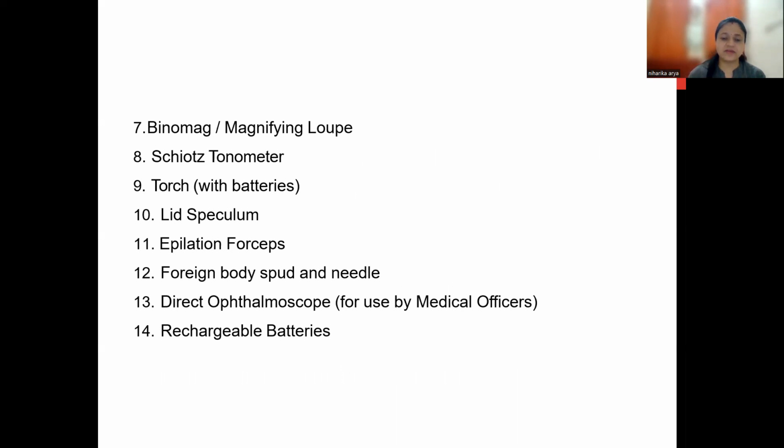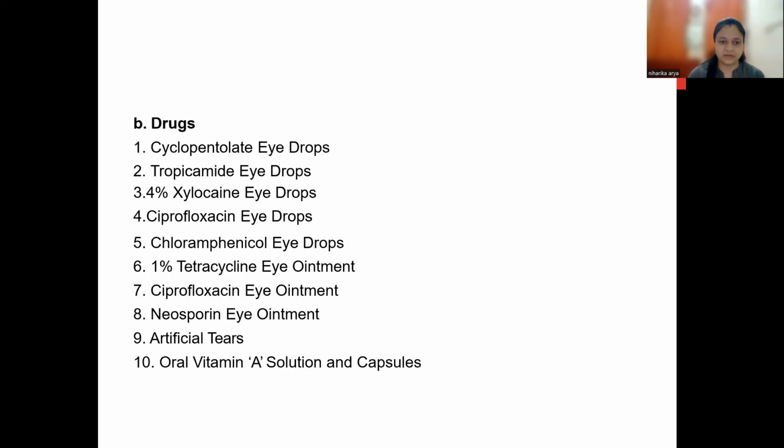The Schiotz tonometer for the intraocular pressure, torch with batteries, lid speculum, epilation forceps for the case of the turning in of the eyelashes. For removing the eyelashes, epilation forceps is needed. Foreign body spud or the needle for removing the foreign body. Direct ophthalmoscope for use by medical officers and the veterans.